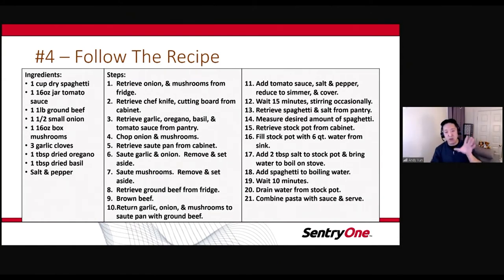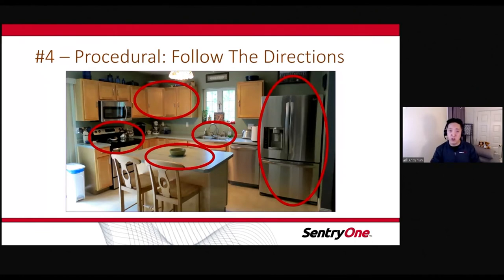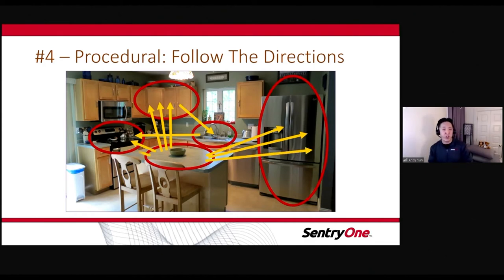So taking this recipe into account, let's follow the recipe. If I'm doing this in a procedural fashion, I must first go to the fridge to get my initial set of ingredients. And I have to go to the cabinet to do that. But then eventually I have to go back to the fridge to get another set of ingredients. And then eventually I have to go back to the cabinet to get a different pot or pan. And then later on, I'm going to get the water boiling on my stove and so forth. I must follow that recipe line by line, exactly as it is laid out. And that's the procedural approach to things.